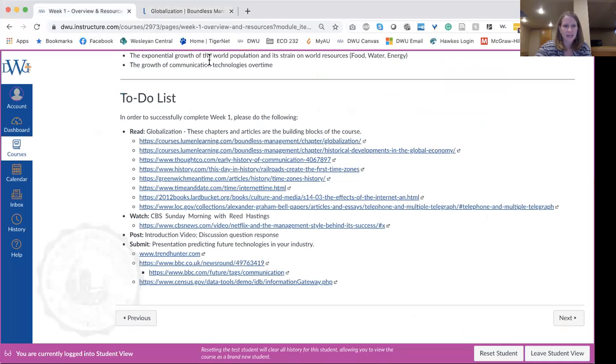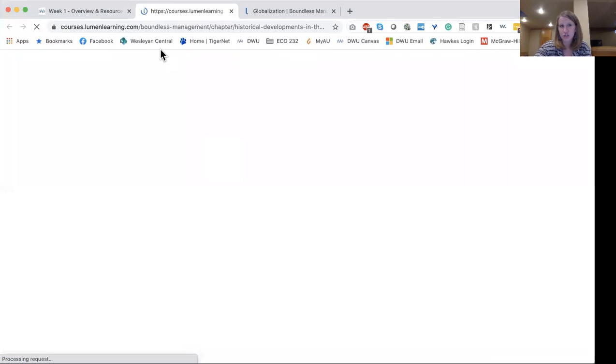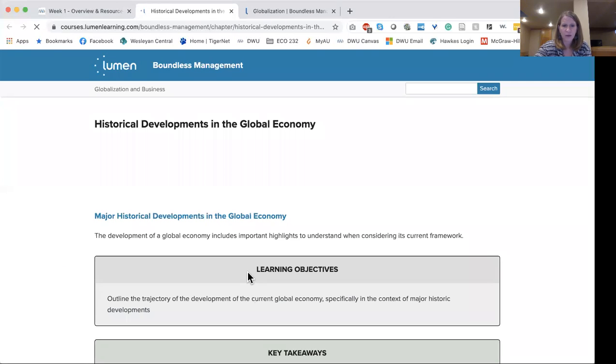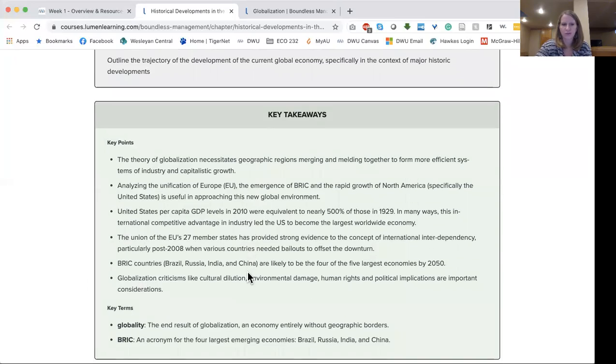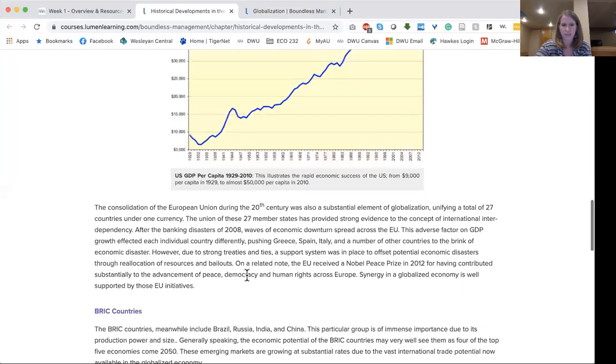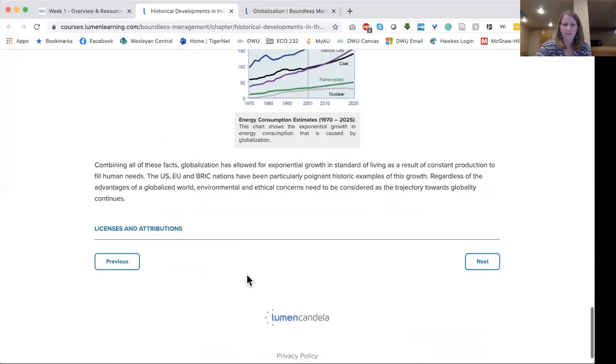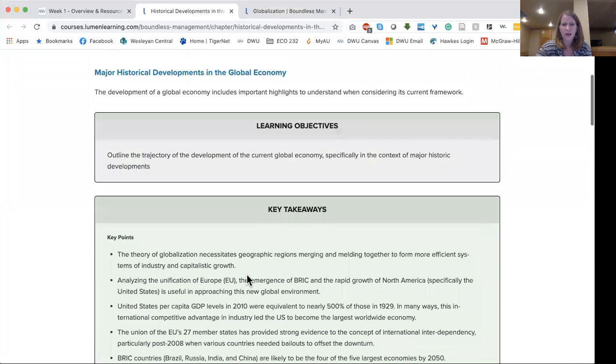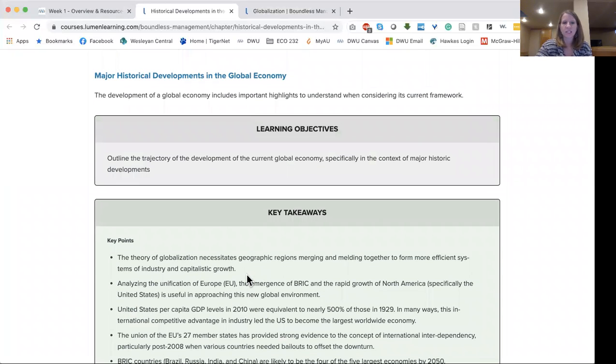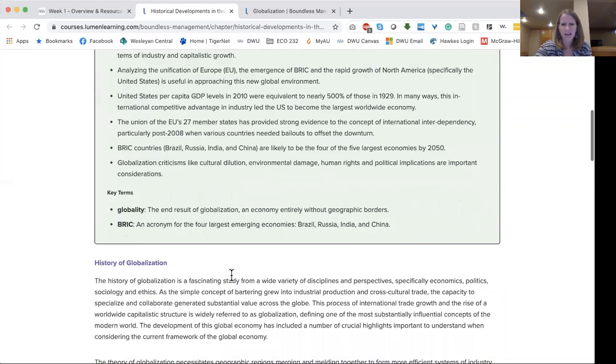So then the next one is just the next chapter. And that one is talking about the historical developments in the global economy. So how did we get here? What were the major historical developments that brought about globalization? And a lot of the rest of the resources deal with the history of it and the main inventions that brought us to where we are today. So this one's not too long.